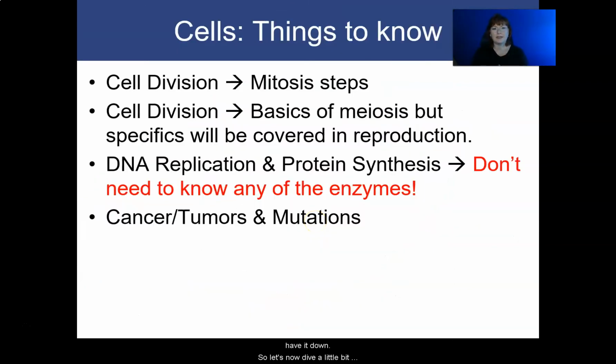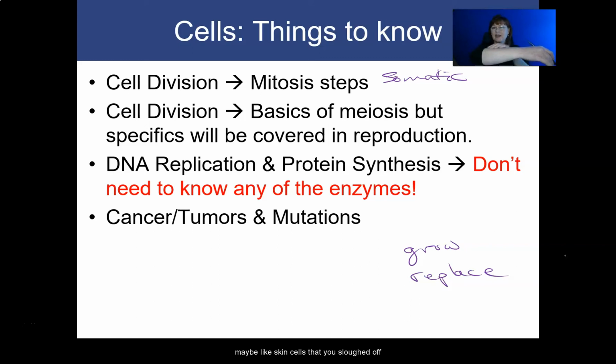So let's now dive a little bit deeper into mitosis. I want to make a couple of quick points here first. When we're talking about mitosis, we're talking about the reproduction of somatic cells. Soma means body, so these are your body's cells. And when we do mitosis, we're literally cloning those cells. We're making exact copies. So you do mitosis when you need to grow, when you need to replace old cells that have been lost, maybe like skin cells that you've sloughed off, or if I have damaged tissue and I need to repair that tissue.